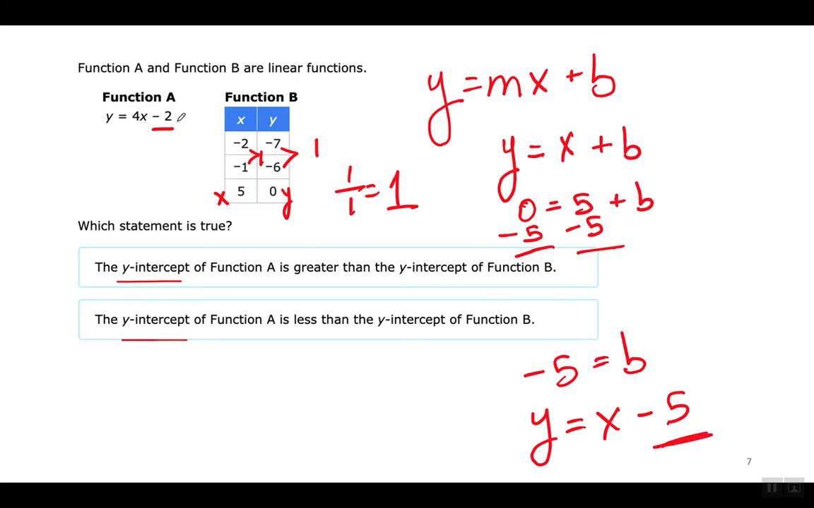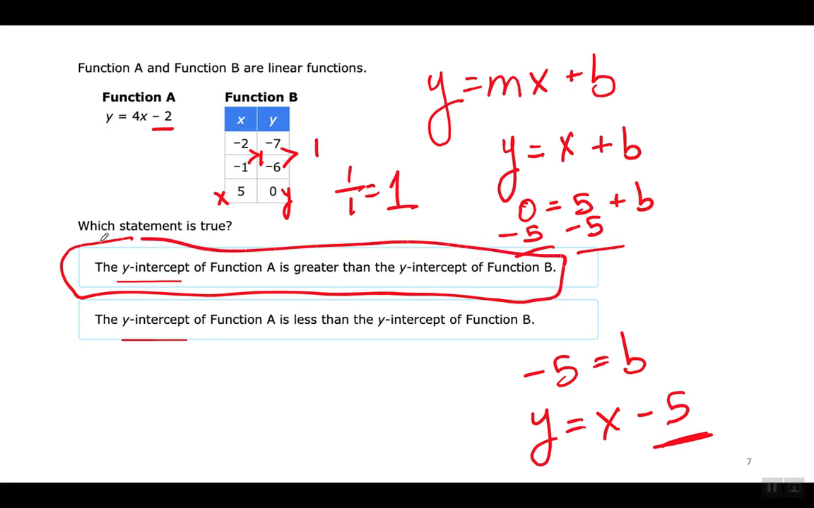So we're comparing -2 to -5. El y-intercept de función B es -5 y el de función A es -2. So the correct answer is that the y-intercept of function A is greater than the y-intercept of function B, because -2 is greater than -5. El y-intercept de función A es mayor que el y-intercept de función B, porque -5 es mayor que... dije eso mal. -2 es mayor que -5.